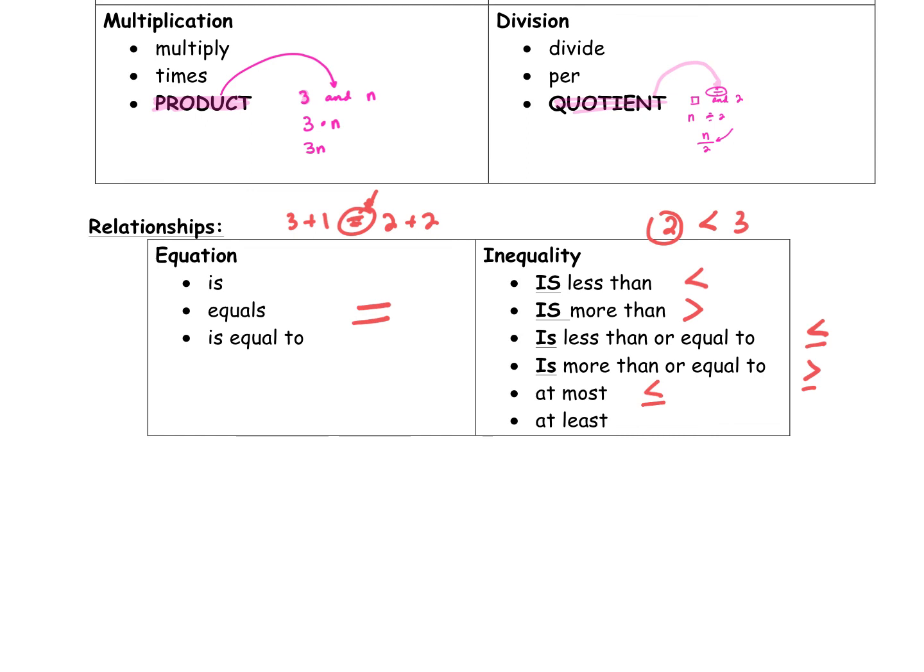And then finally, another way to say is more than or equal to is at least. So if I thought about this, if I had a number on this side, it could be greater than, but also equal to whatever is on the right-hand side. And we'll spend more time on this later. So thanks for taking notes, and let's go on and put these words into play.